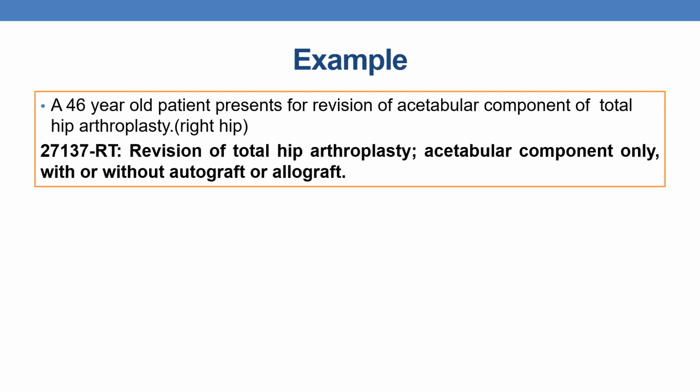Now let us see an example. A 46-year-old patient presents for the revision of acetabular component. Revision of acetabular component of total hip arthroplasty. The laterality is right hip. So the CPT is 27137 along with RT modifier to indicate the right side. 27137 deals with revision of total hip arthroplasty acetabular component only. Here it is acetabular component only with or without autograft or allograft.